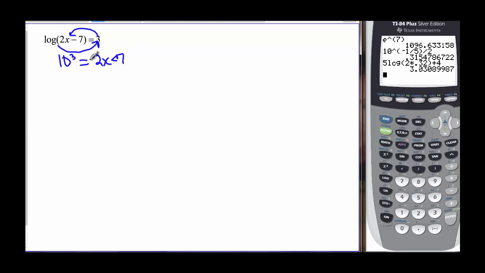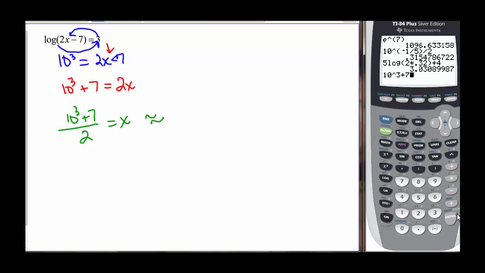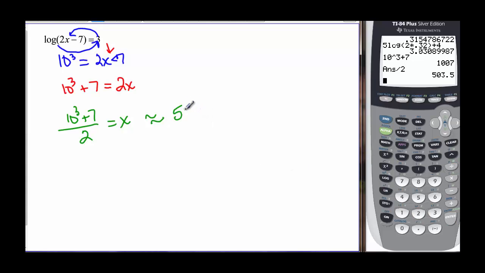And then peel the layers again, because now we're trying to solve for x. So 10 to the third, and this was minus 7, so we're going to add 7 to it, is equal to 2x. And then we're going to divide everything by 2, so 10 to the third plus 7 divided by 2 will be equal to x. With 10 caret 3, and then make sure we come out of the exponent, plus 7. And I'm going to do this in 2 parts. So plus 7 gives me this divided by 2. And I get 503.5.